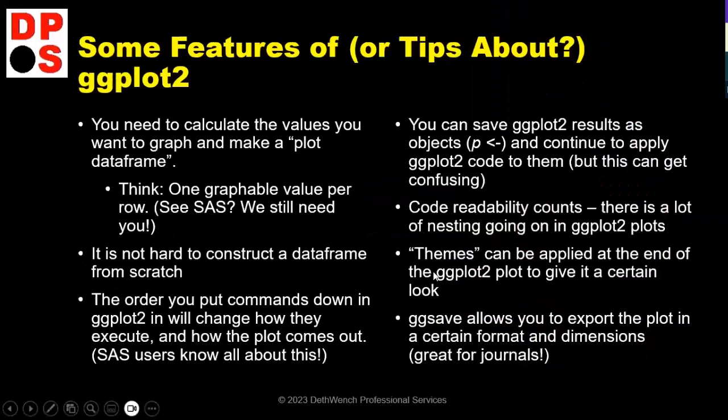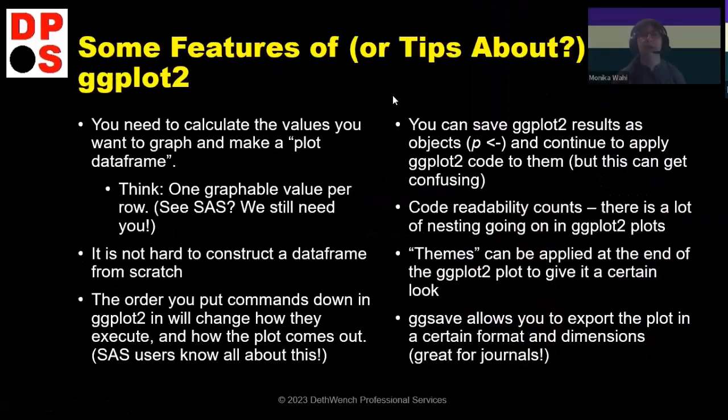I just wanted to go over a few things I didn't show you, but these are some features or tips about ggplot2. First of all, like I was saying earlier, you do need to calculate the values you want to graph and make a plot data frame, so one graphable value per row. So we need to use SAS, right? We have to figure out each value, each Y or whatever we're going to graph, and put that in the plot data frame. It's not hard to put those together from scratch. That's not bad. It's just that you have to do a lot of research before you approach ggplot2.